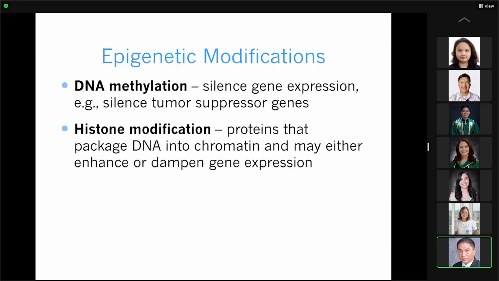So what are these epigenetic modifications? DNA methylation. So in DNA methylation, once a DNA is methylated, that gene is silenced. So there is silenced gene expression. Another epigenetic modification is histone modification. This may either enhance or dampen gene expression.